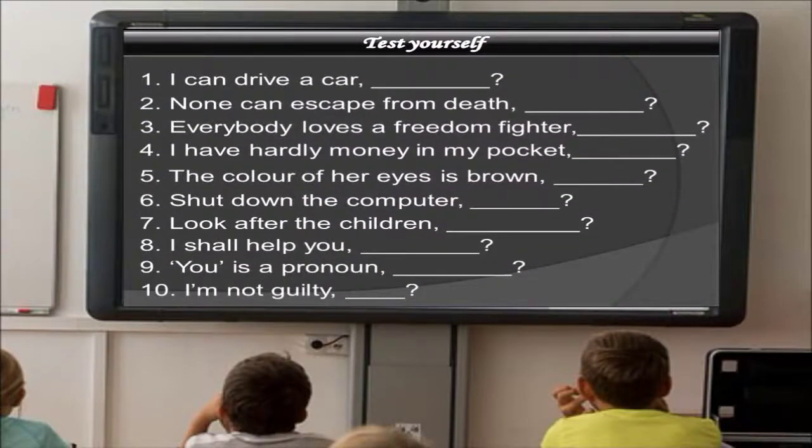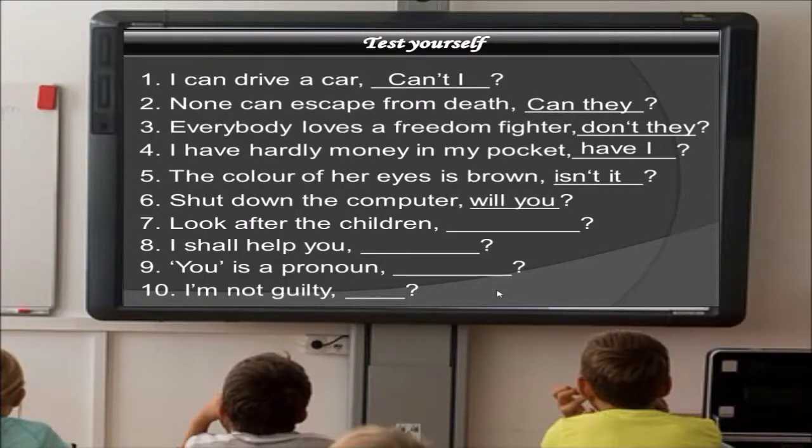Okay, test yourself. Number 1. I can drive a car. Can't I? Number 2. None can escape from death. Can they? Number 3. Everybody loves a freedom fighter. Don't they? Number 4. I have hardly money in my pocket. Have I? Number 5. The color of her eyes is brown. Isn't it? Number 6. Shut down the computer. Will you?